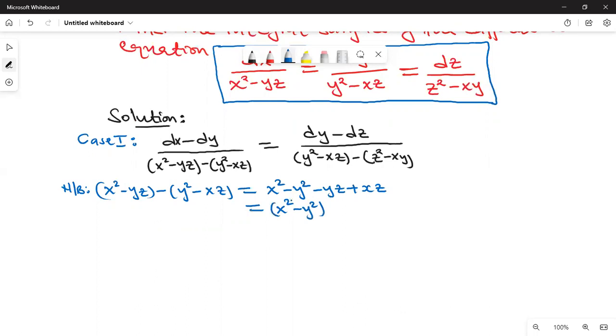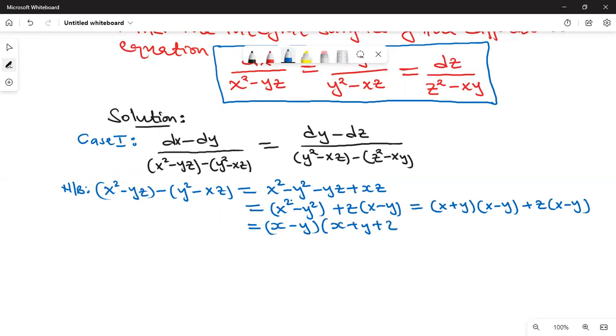In the other group, I can see z is common, so we'll have plus z into x minus y. You see, x squared minus y squared is the difference of two squares, so we have x plus y times x minus y, then plus z into x minus y. And you see x minus y is common. You can factor that out, x minus y outside. Then we remain with x plus y plus z. That is the denominator on the left-hand side.